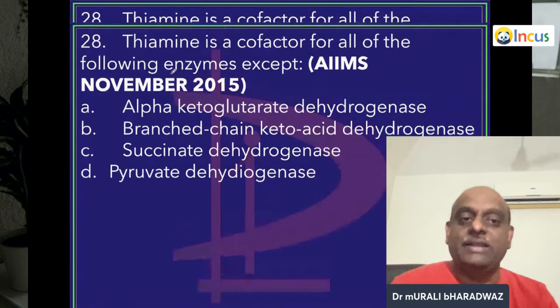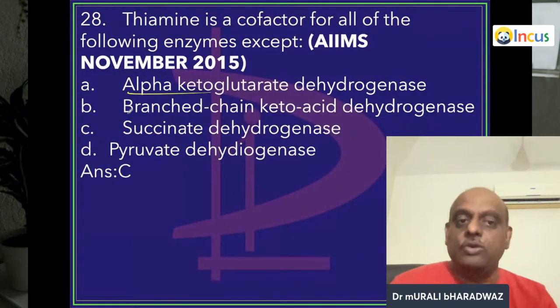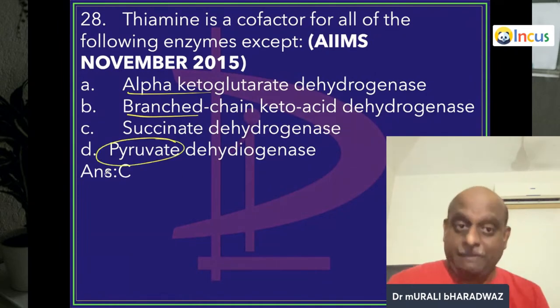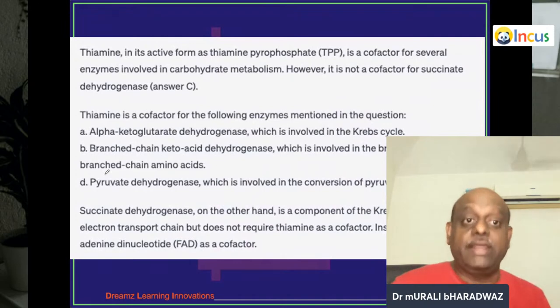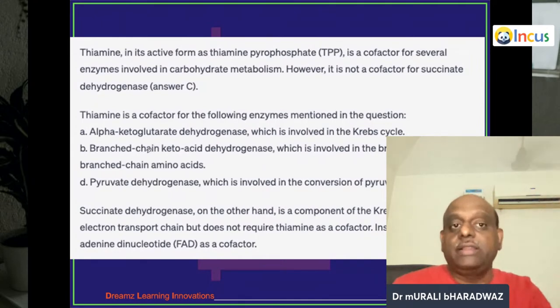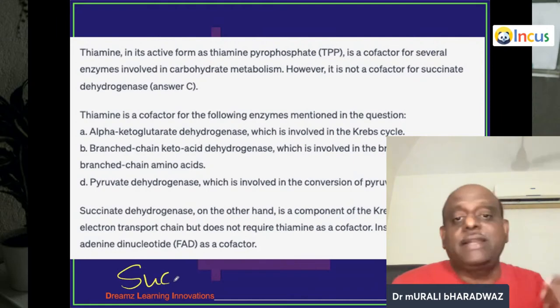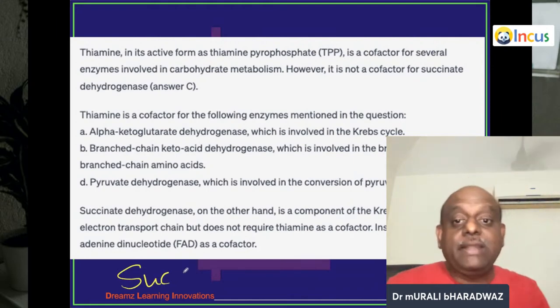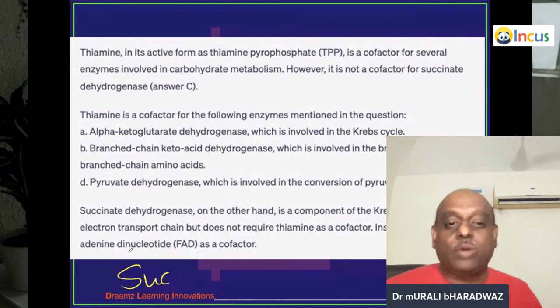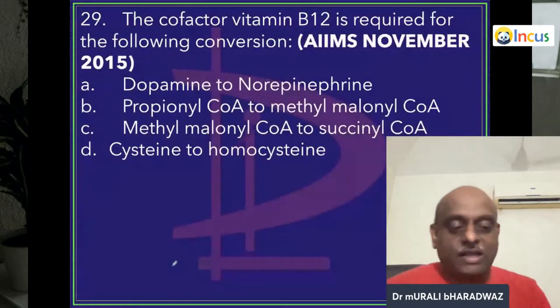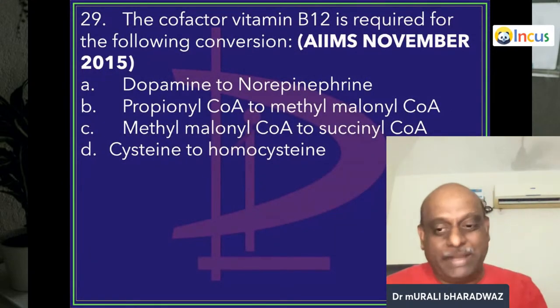Thiamine is a cofactor for alpha-ketoglutarate dehydrogenase, branched chain ketoacid dehydrogenase, pyruvate dehydrogenase, all these dehydrogenases. So alpha-ketoglutarate, branched chain, pyruvate, for all of these it is. Whereas succinate dehydrogenase is a dehydrogenase, but it does not require thiamine as a cofactor. What does it require? It requires FAD as a cofactor, is what you need to remember.